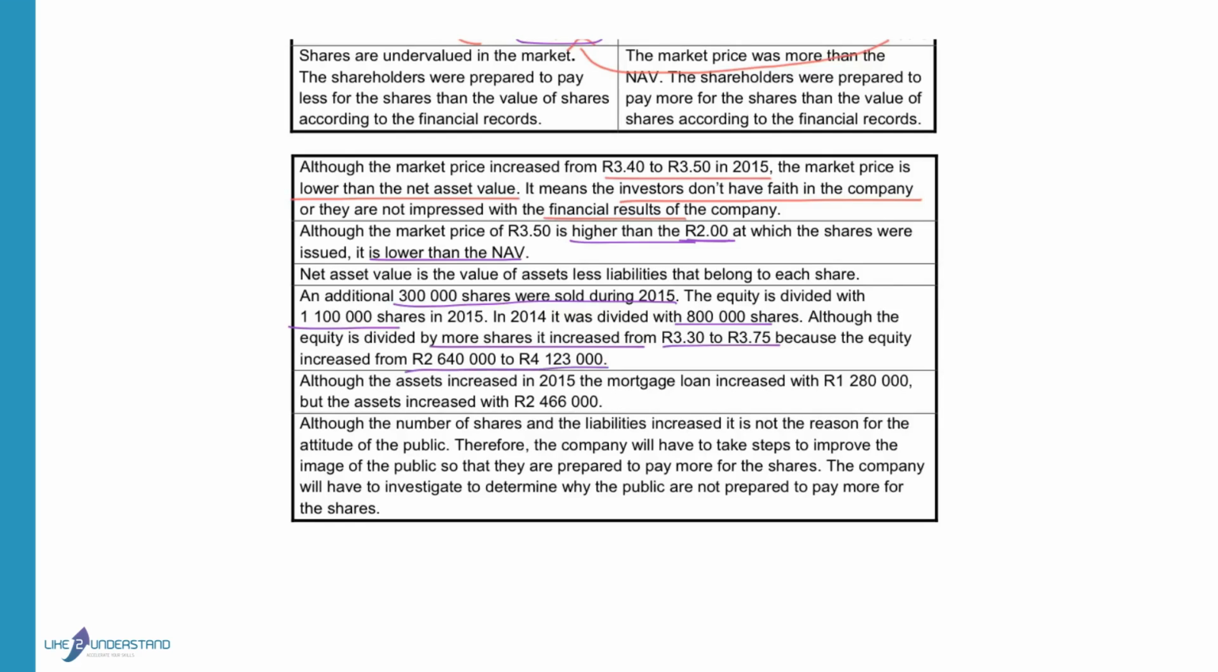Although the assets increased, the mortgage loan also increased, but the assets increased by more than the mortgage loan. Although the number of shares and the liabilities increased, it is not the reason for the attitude of the public, because the net asset value is still higher than it was the previous year, because the total assets increased more than the liabilities. Therefore, the company will have to take steps to improve the image of the public so that they will be prepared to pay more for the shares. The company will have to do an investigation to determine why the public are not prepared to pay more for the shares.